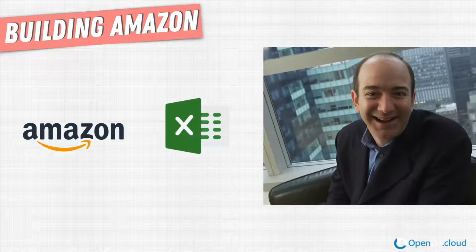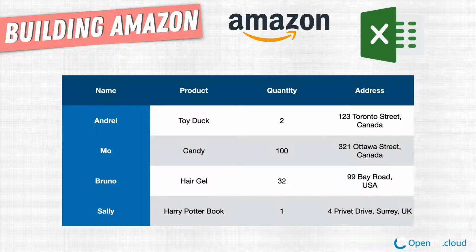Let's use Excel. Let's use a spreadsheet. And Jeff starts using a spreadsheet. And now look at that. Things look a lot better, a lot cleaner. Instead of pen and paper on the computer, now Jeff has some orders. We have Andre, myself. I ordered a toy duck. I wanted 2 of them, and this is my address. Now my real address, don't try and send me mail.